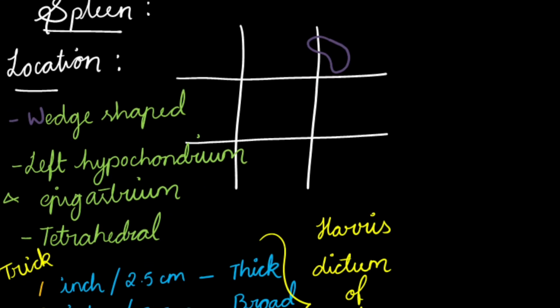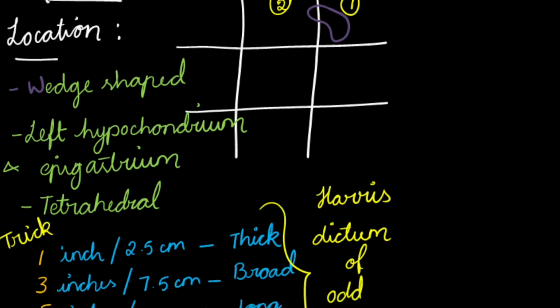So now let us have a quick recap regarding the spleen. First, regarding the location, it is a wedge-shaped organ located in the left hypochondrium and partly in the epigastrium. The organ is tetrahedral in shape, very soft, highly vascular, and dark purple in color.